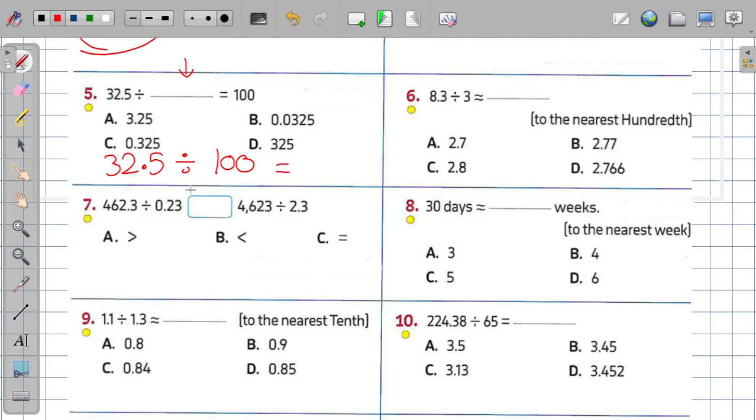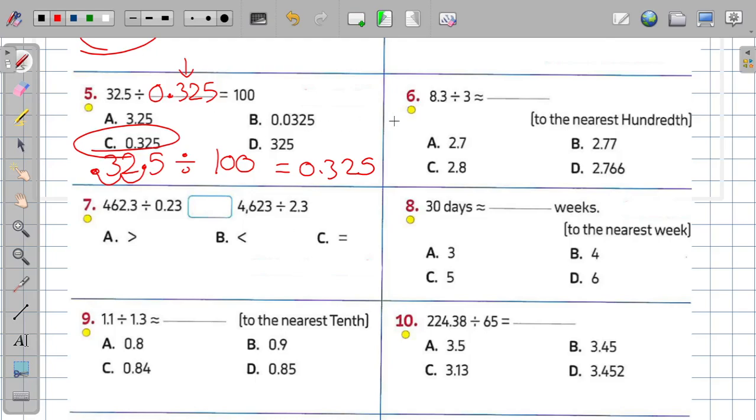And we talked about this point in the previous lesson. If we want to divide by 100, we will move the decimal point 2 places to the left. So it will be 2 places. So I have 0.325, or choice C.